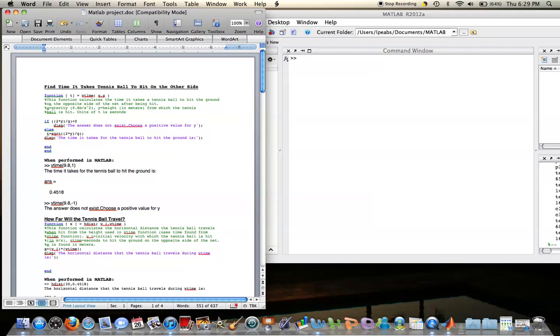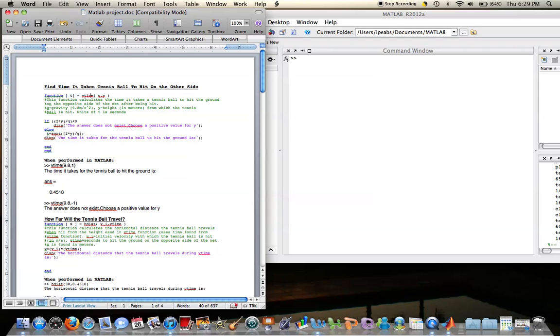I based my entire project on tennis. It's a sport I've been playing my entire life, and I thought it would be fun to incorporate it into this project. I have 4 functions in this project, and I started with finding the time it takes for the tennis ball to hit the other side once you hit it. Here I have my input and output.